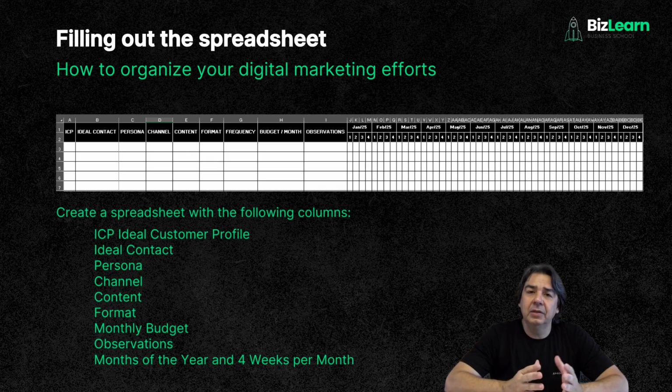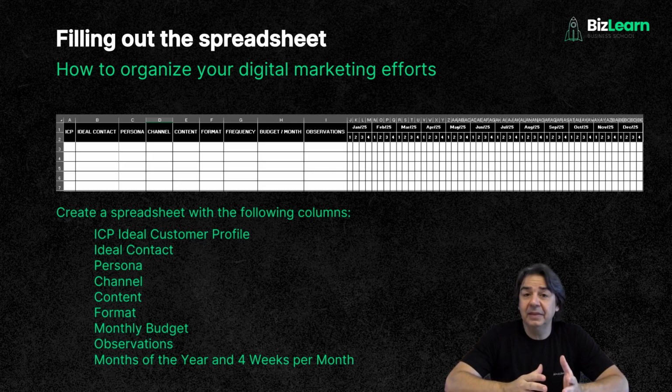ICP, which is the ideal customer profile that you have already defined. Ideal contact, which is the position, function, or type of person who participates in the purchasing process or influences it. Persona, which is the semi-fictional description of your ideal contact. Channel, which is the means by which you will communicate with each persona. Content, which is the type of subject, theme or agenda that will be communicated to the personas. Format, which are the ways in which the content is represented in each channel that will be used.